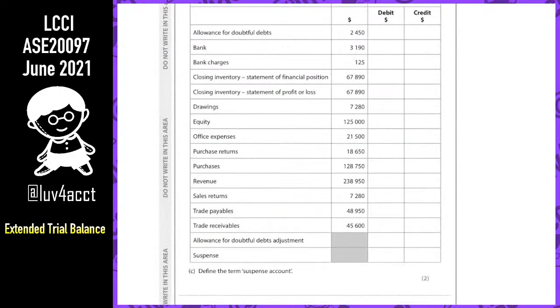Okay, so first of all, closing inventory, statement of financial position, the 420 adjustment.